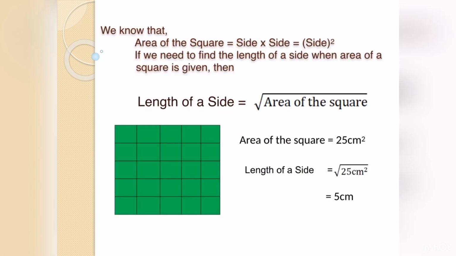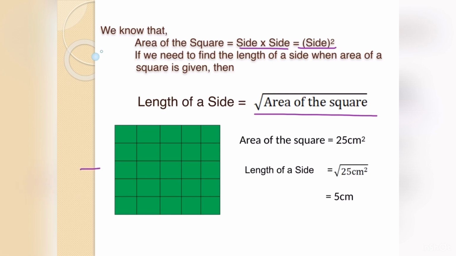Now, let us see where we have come across the concept of square root. In geometry, we have learned to find the area of a square when the length of a side is given. Area of a square is equal to side into side, that is side square. If we need to find the length of a side when the area of a square is given, then it is an inverse problem. We use length of a side is equal to square root of area of the square.